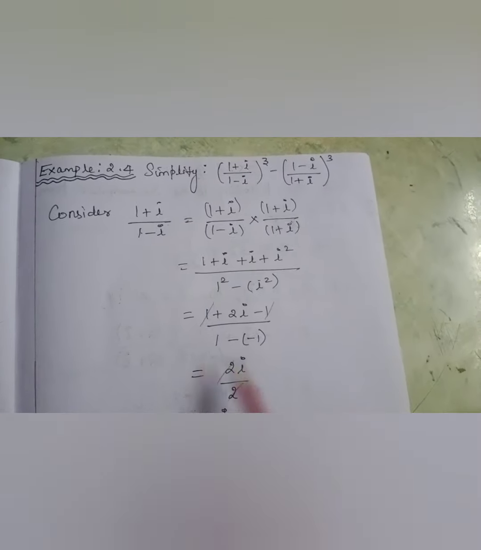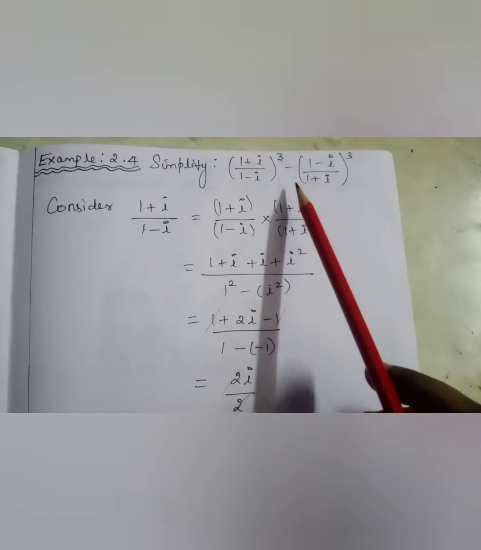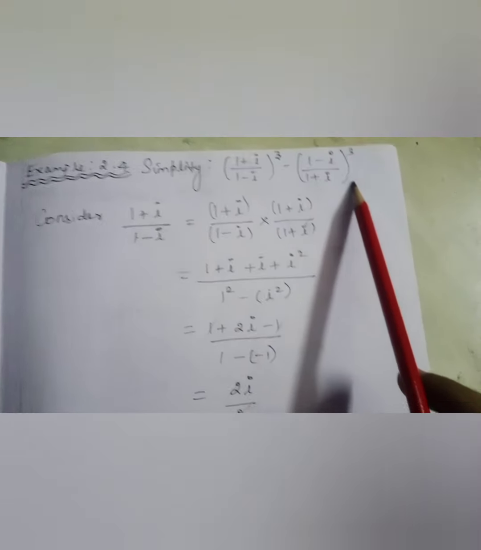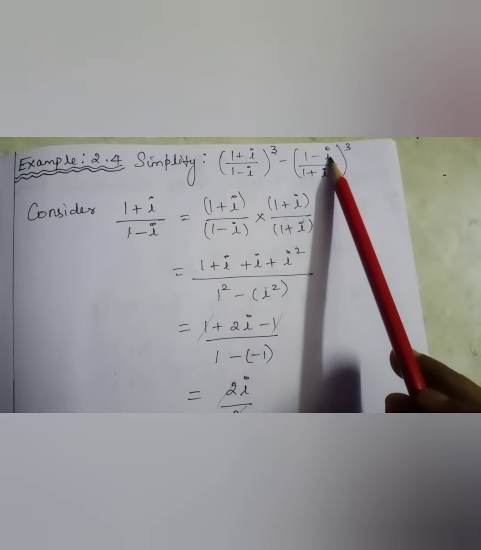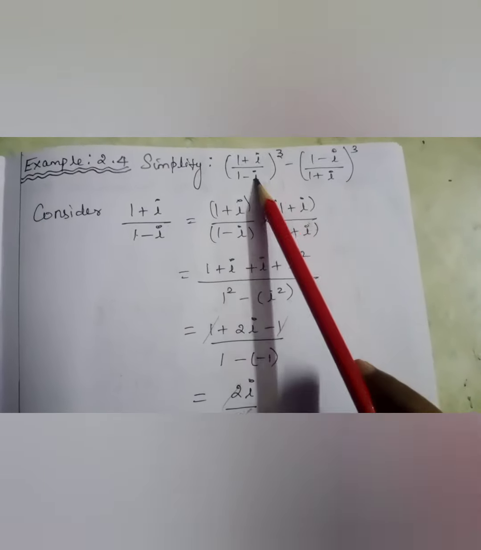Now we will move on to the next sum. Example 2.4. Simplify 1 plus i by 1 minus i the whole power 3 minus 1 minus i by 1 plus i the whole power 3. See the question carefully. This is 1 plus i by 1 minus i, and this is 1 minus i by 1 plus i. This means this expression is the inverse of the previous expression.